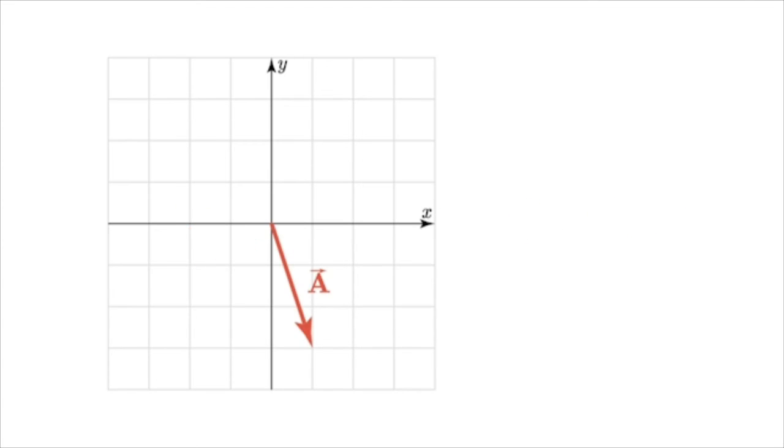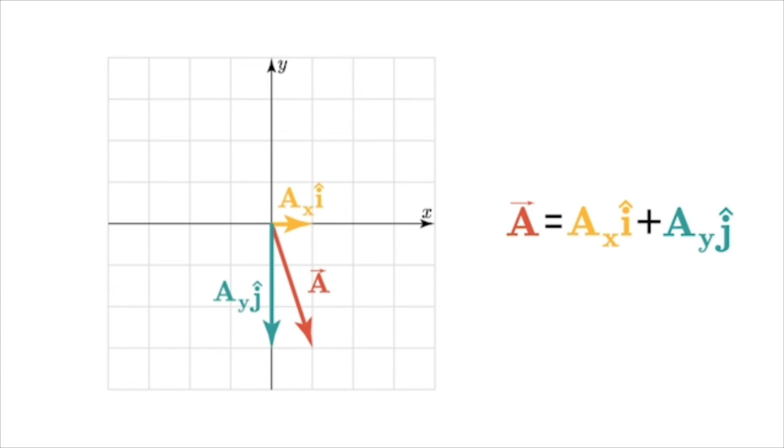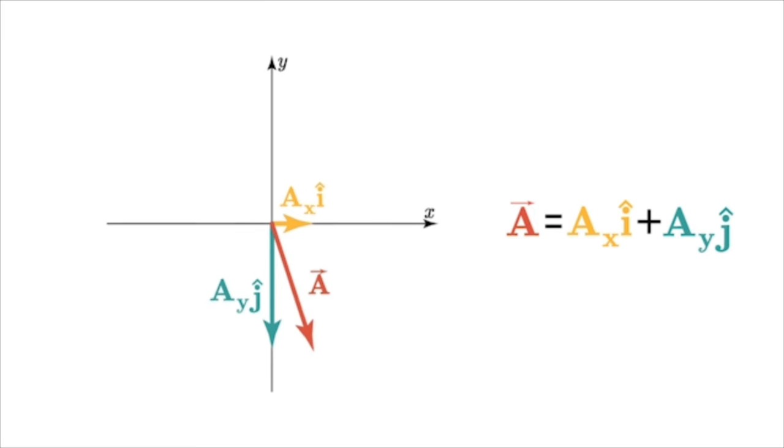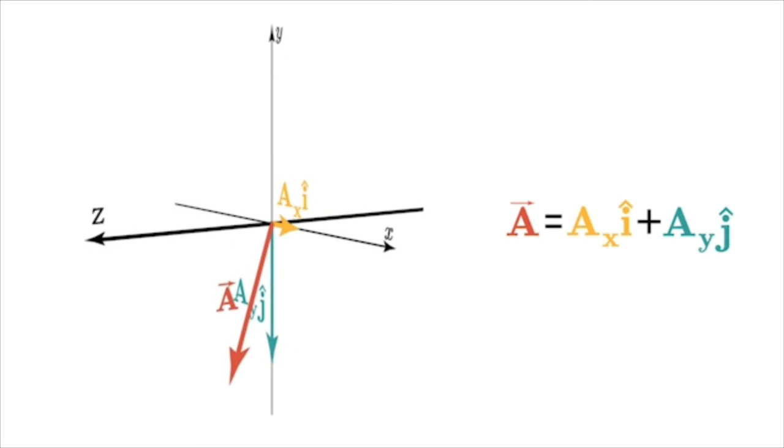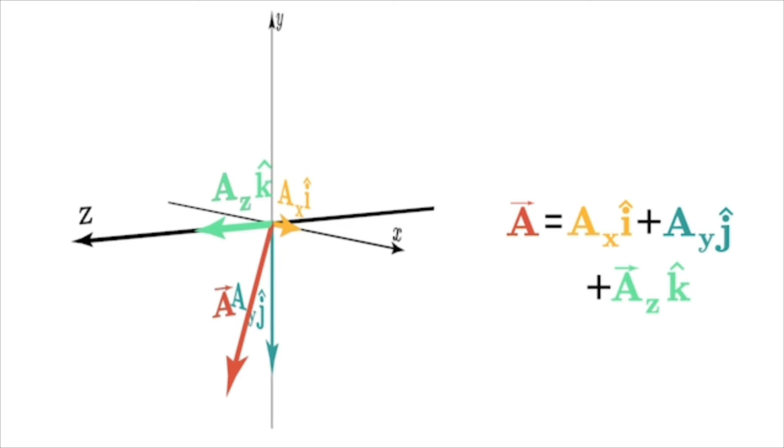A generic vector in 2 dimensions can be written as A is equal to ax, the x component of A, times i hat, the unit vector along x, plus ay, the y component, times j hat, the unit vector along y. If the vector is in 3 dimensions, we will also have an az times k hat.